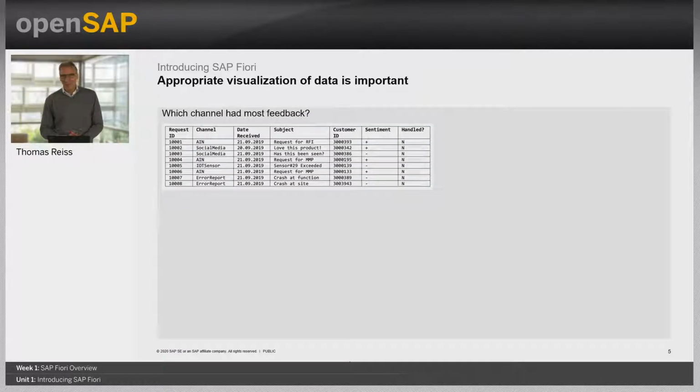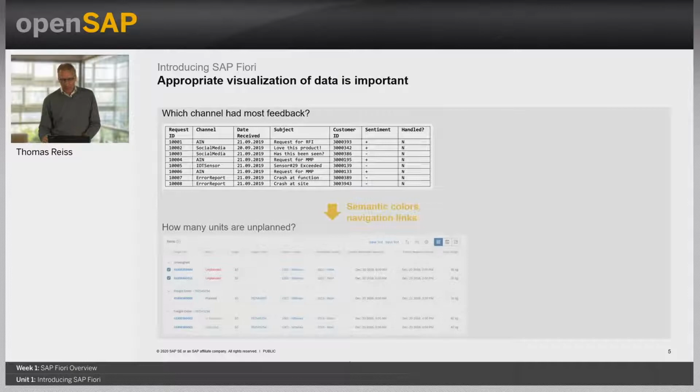Those of you who were maybe using systems back in the 80s might recognize this kind of a display of a table. Looks very basic these days, very old. And of course, if someone's asking you which channel had most feedback, you have to really scan through the table to find that kind of an answer. In this case, it's AIN, in fact.